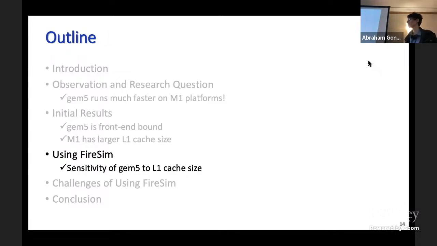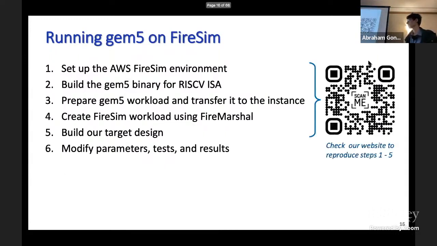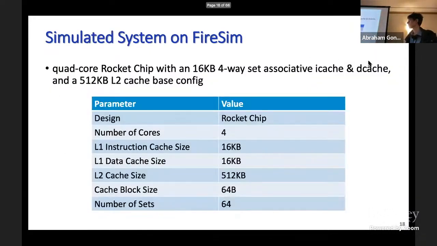So the series of steps we use to run Gem 5 on FireSim are here, but if you're interested in reproducing our results, you can check the link here and reproduce the first 5 steps and then collect the results. The system we used on FireSim was a quad-core rocket chip with a 16 kilobyte 4-way set associative I cache and D cache and a 512 kilobyte L2 cache.